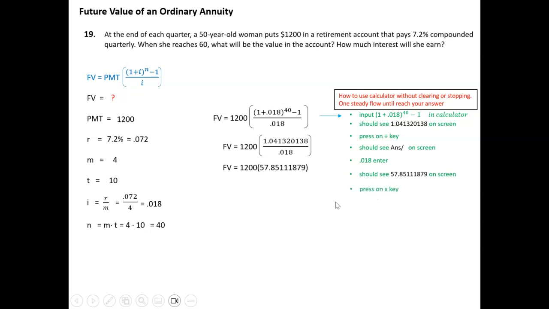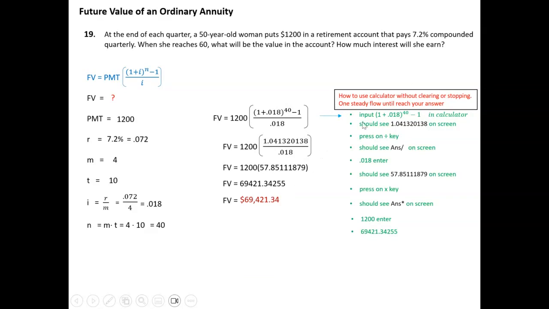Now we're going to hit the multiplication key because we're going to multiply that by 1200. And this is the result, $69,421.34. So that's how much the woman will have after 10 years.